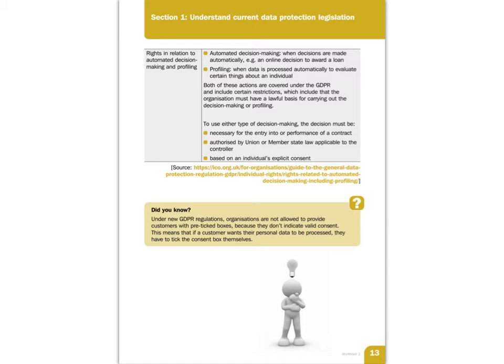Authorised by union or member state law applicable to the controller, i.e. it's census style information that's actually necessary for the particular place where you are living, and it must be based on an individual's explicit consent. You must say, yes, I consent to give my information for this purpose. If you choose not to, then it cannot be used in this way.